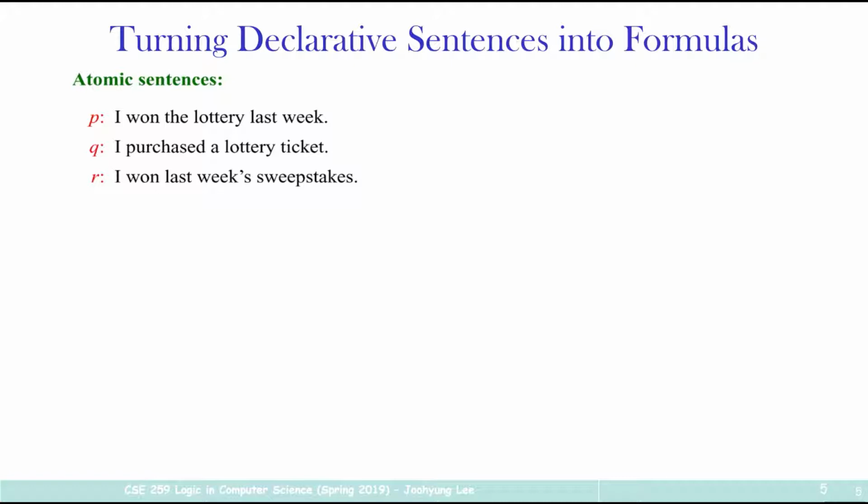So an atomic sentence is the smallest unit that you can assign truth values, either true or false. Here I have some examples. P is an atomic sentence that represents "I won the lottery last week." It can be either true or false. Let's assume that this is the smallest unit that we can assign a truth value. Another one is Q, "I purchased a lottery ticket." Again, this can be true or false. And R, "I won last week's sweepstakes." So these sentences can be either true or false.